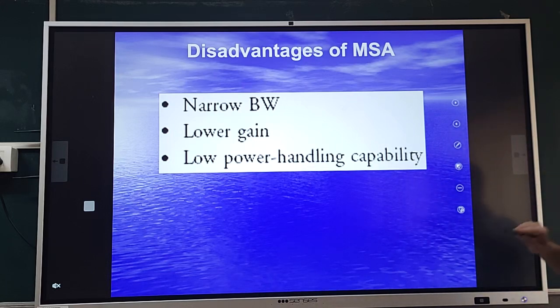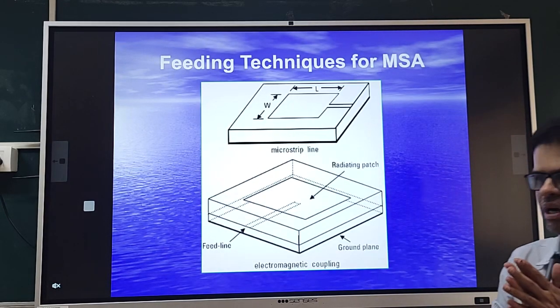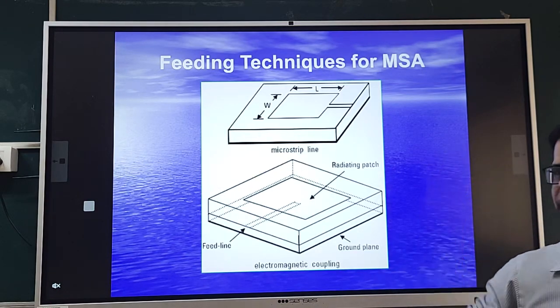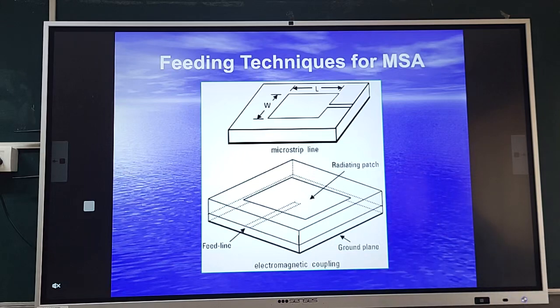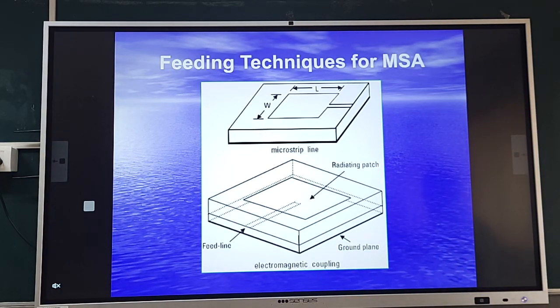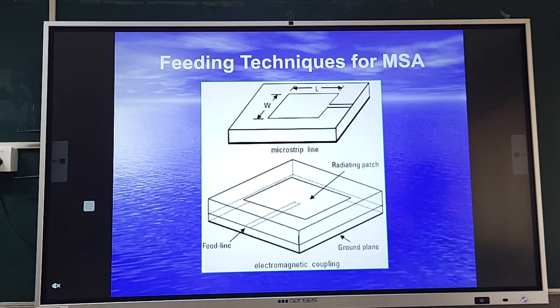So now we will go to the feeding techniques. That is the first part of our chapter. The different feeding techniques, and then various designs and developments of the microstrip antenna we will take up in the next lecture. So today we will first only complete the feeding techniques of the microstrip antenna. Now, as the name suggests, feeding techniques are the different ways through which the microstrip antenna is fed. That is basically the feeding techniques of MSA.